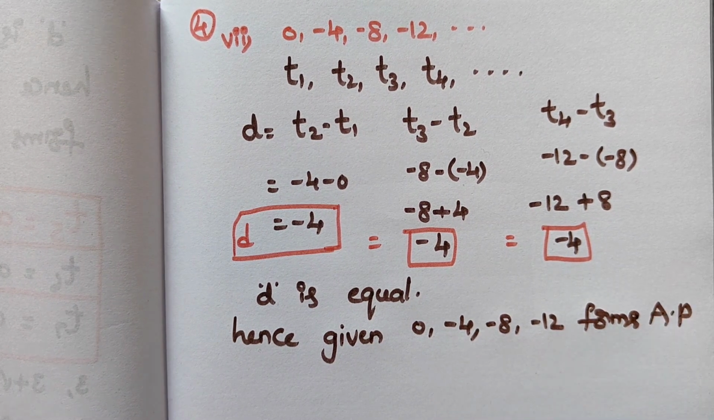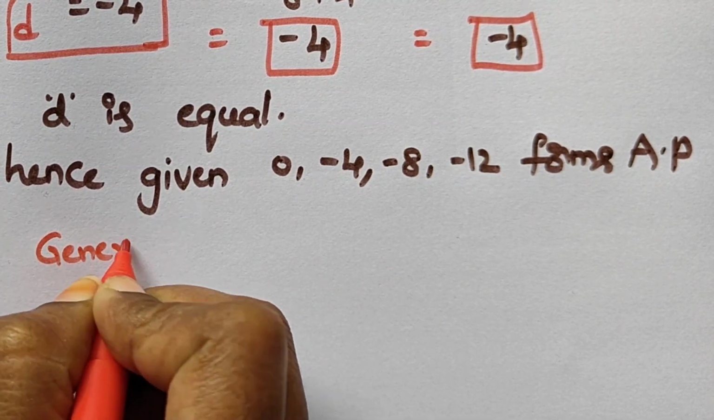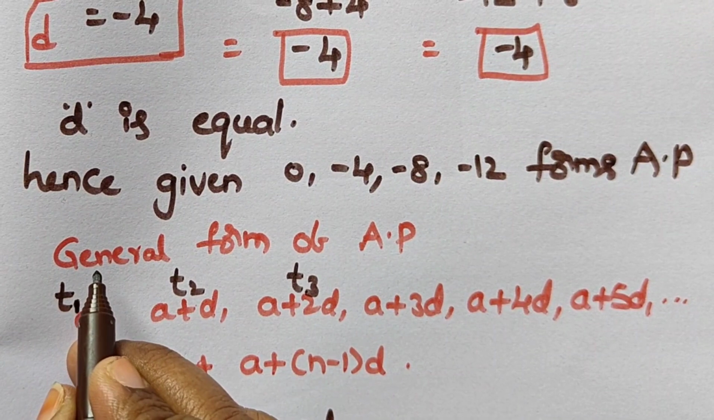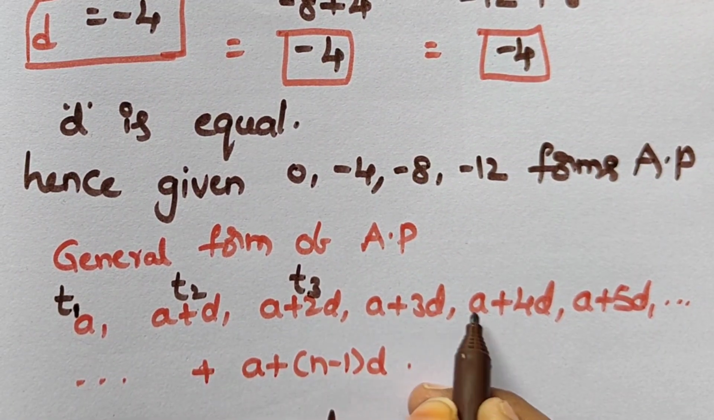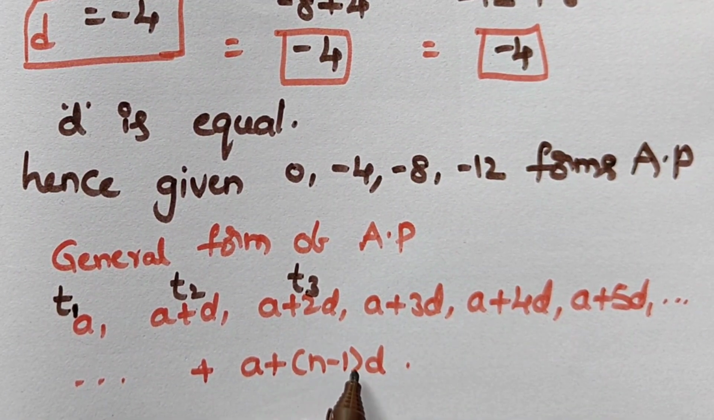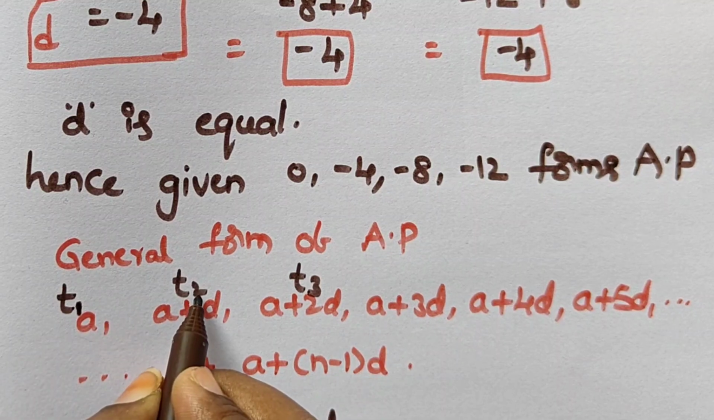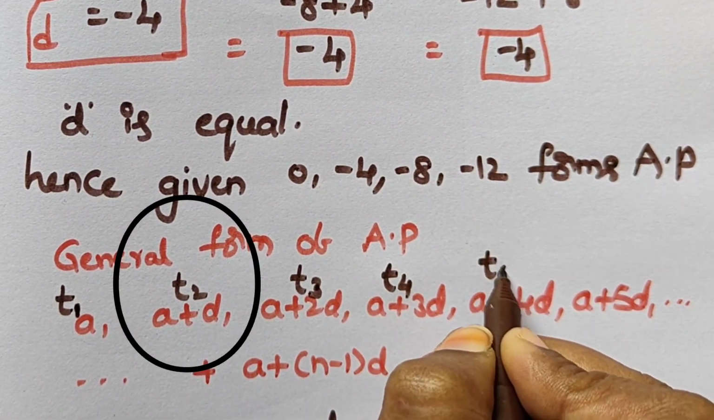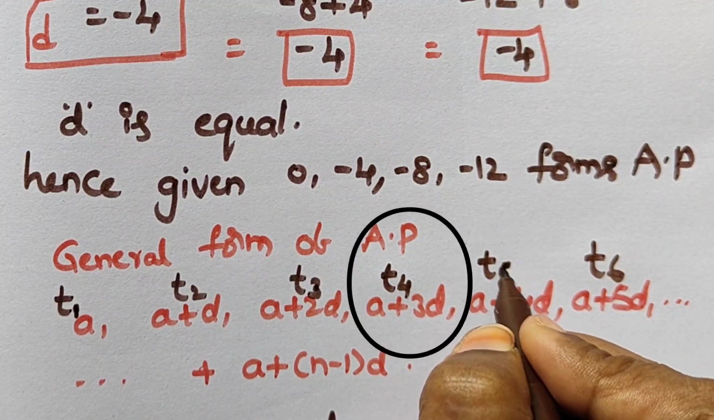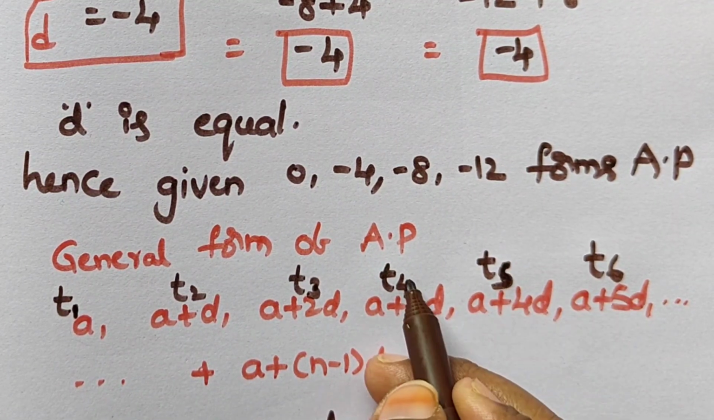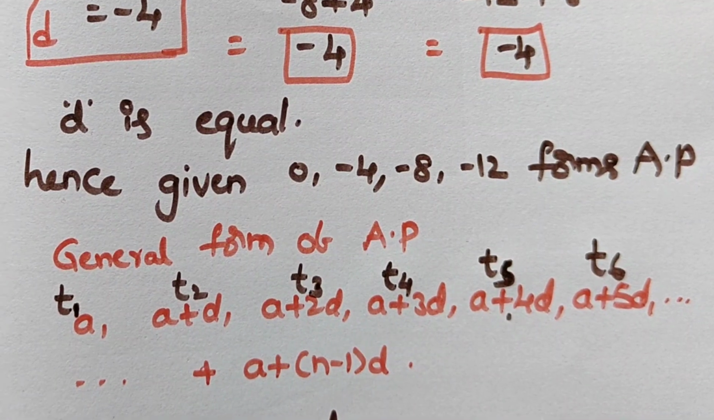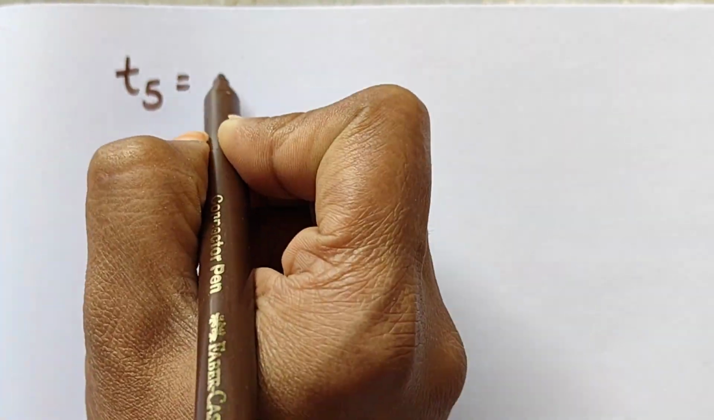In the given series, we have 4 terms. Now we have to find another 3 more terms: term 5, term 6, term 7. Now the general form of AP is A, A plus D, A plus 2D, A plus 3D and so on. Here, term 1 is A, term 2 is A plus D, term 3 is A plus 2D, term 4 is A plus 3D. Now the given series has 4 terms, term 4 is A plus 3D. Now we have to find term 5, which is A plus 4D.